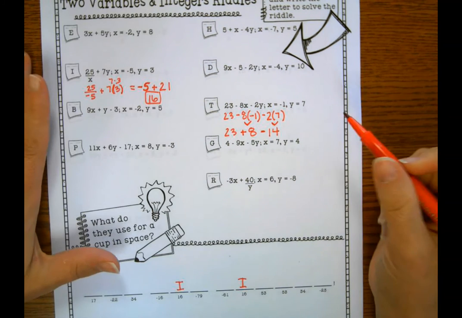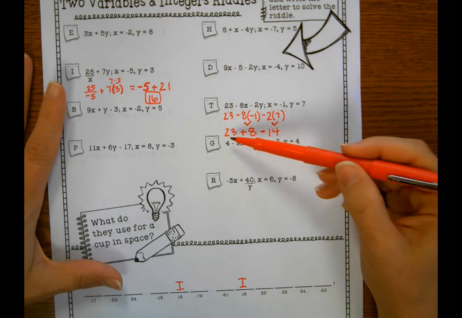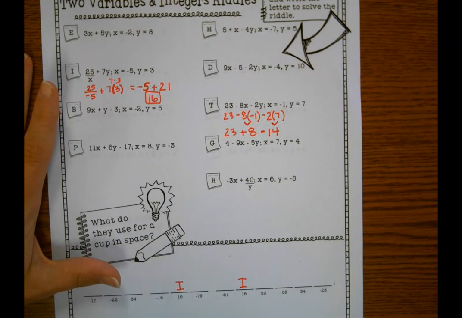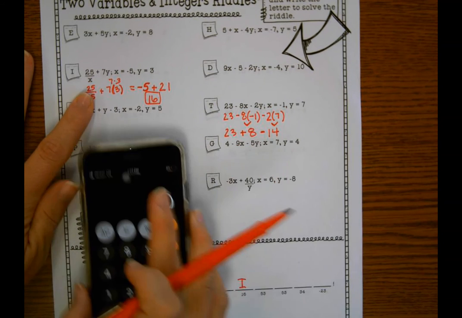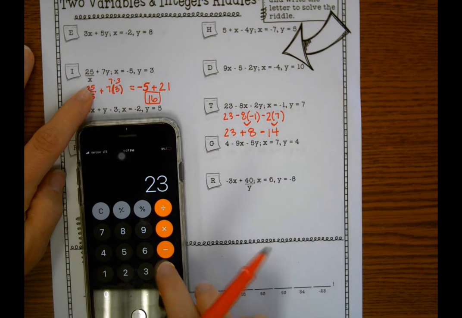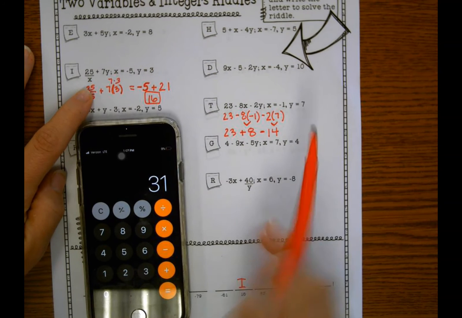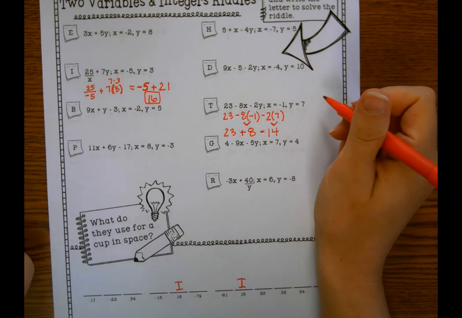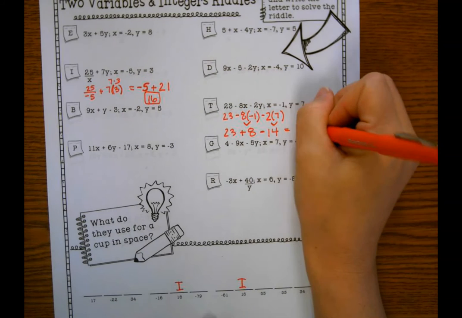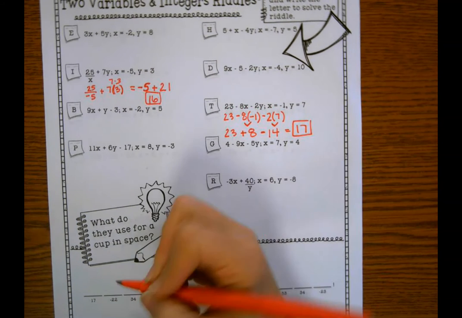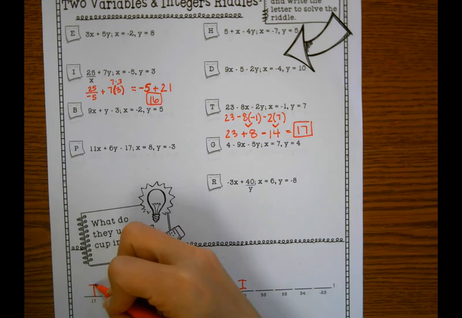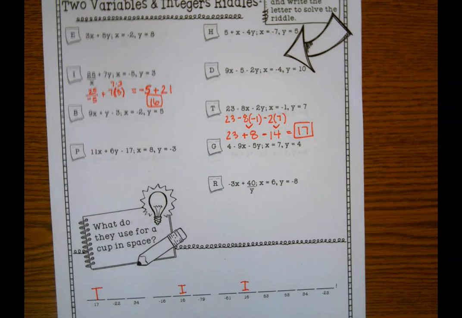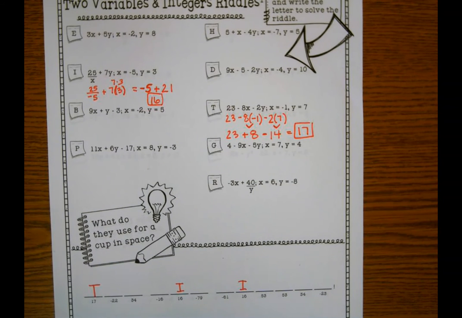Now I'm going to add and subtract from left to right. I'm going to start with 23 plus 8. Again, with my calculator, I'm going to do 23 plus 8, and then I'm going to subtract 14. So I get that my answer is 17. That means down here where I see 17, I'm replacing it with the letter T because we did problem T.